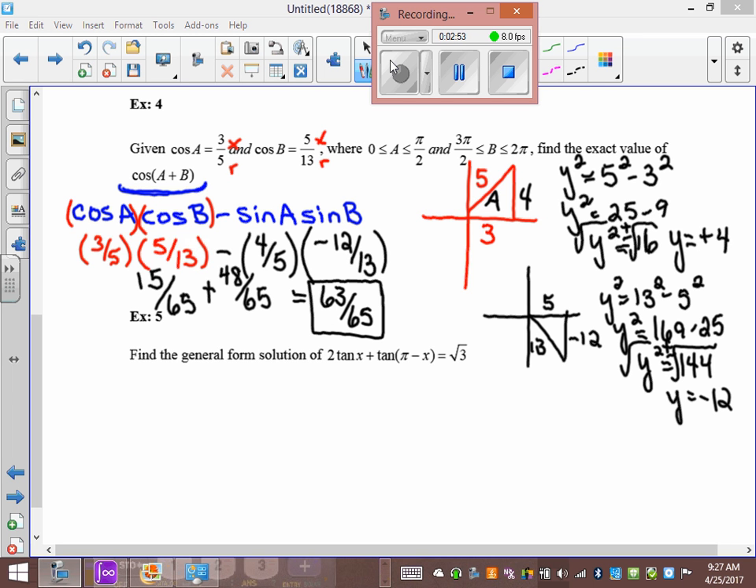So whenever you see this, you have to think, hey, I can expand that out. Because when I expand that out, I have cos A and cos B, which I already have answers to. I just need to get sine A and sine B. Well, that's just the final answer. You're done.